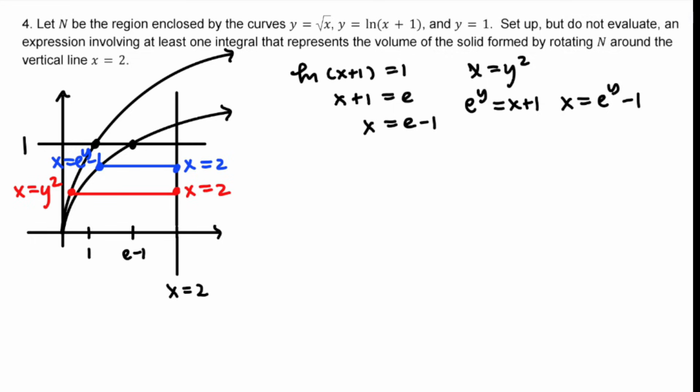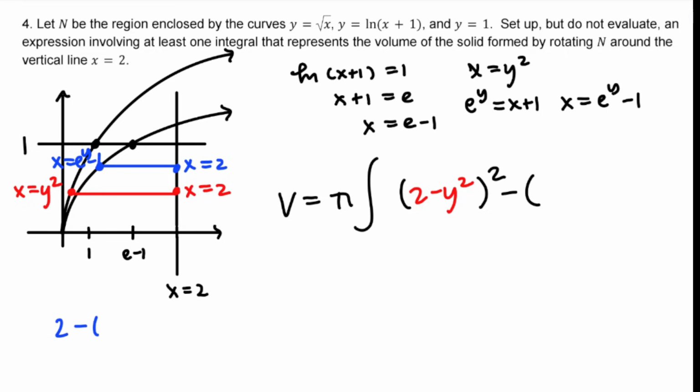All right, and I'm going to set up but not evaluate an integral that represents the volume of the solid. If I haven't already written down what a and b are, I might just go ahead and say pi times the integral of a was 2 minus y squared, a squared minus b squared. B was 2 minus e to the y minus 1. So really that's 2 plus 1, that's 3 minus e to the y.